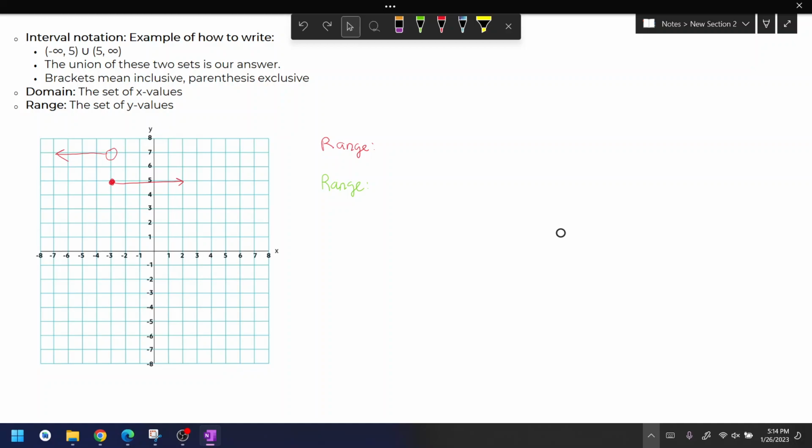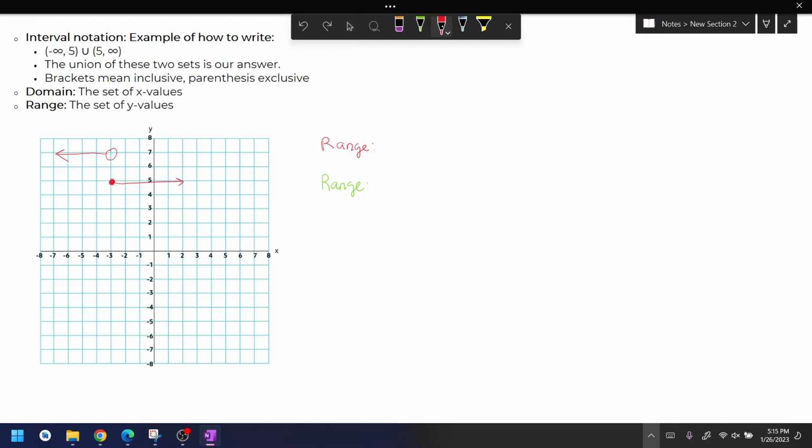And just a reminder, the union of those two sets is our answer, like in a problem. And then brackets mean inclusive and parentheses mean you're not including the number next to it. And then domain is the set of x values and range is our set of y values. So specifically, I want to look at a graph that looks like this, and I'm going to go over how we would find the range.